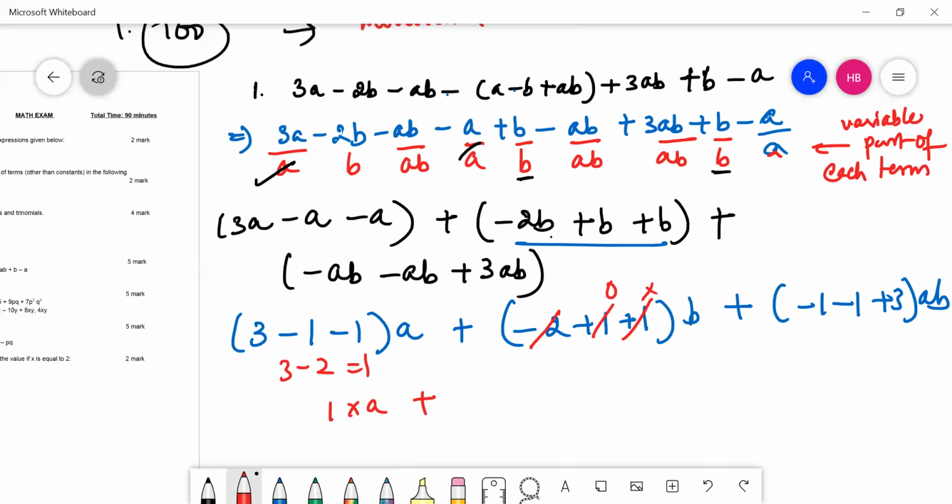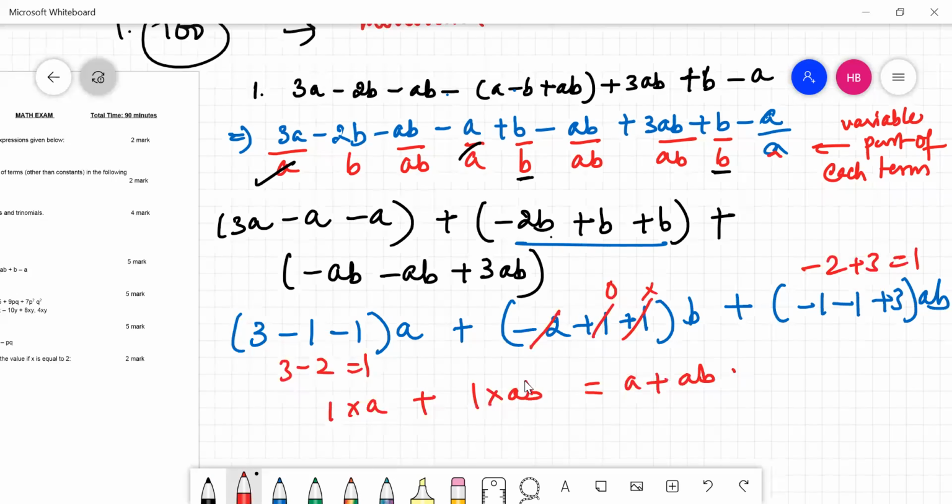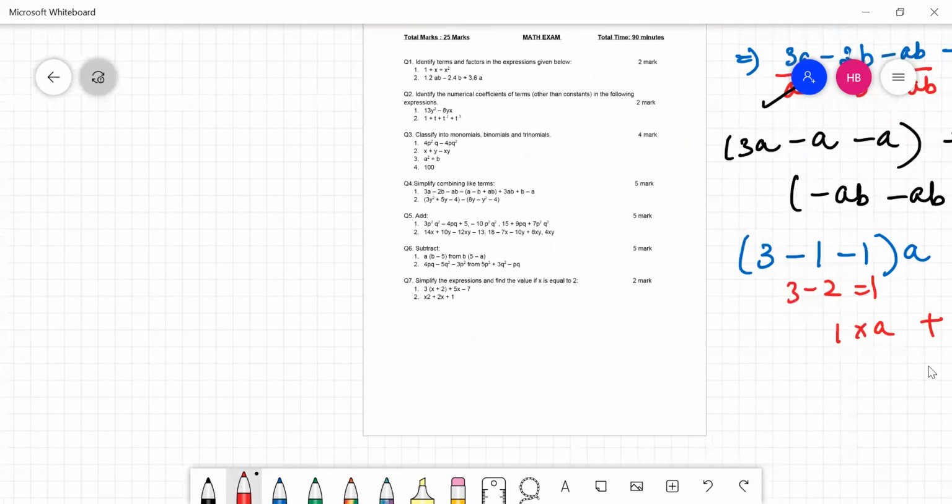So I don't have to write anything here. So minus 1 plus 3 will give me 2... minus ab plus 3ab, so it would be 1 into ab. So my answer will be a plus ab. If you have done this, you will get the full marks. These are the steps which you are supposed to follow.